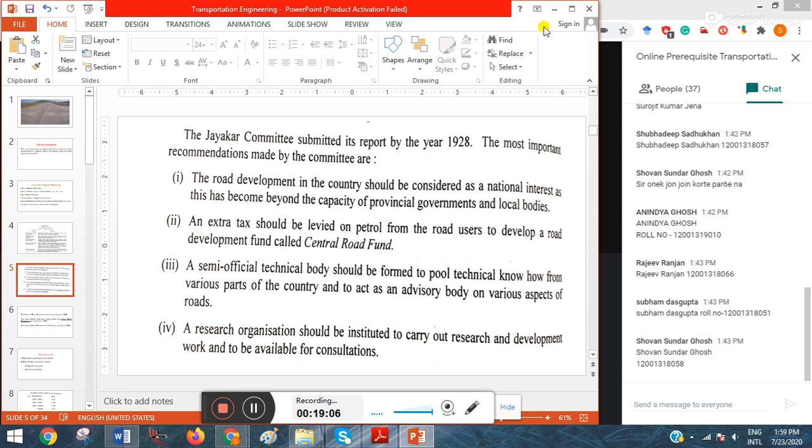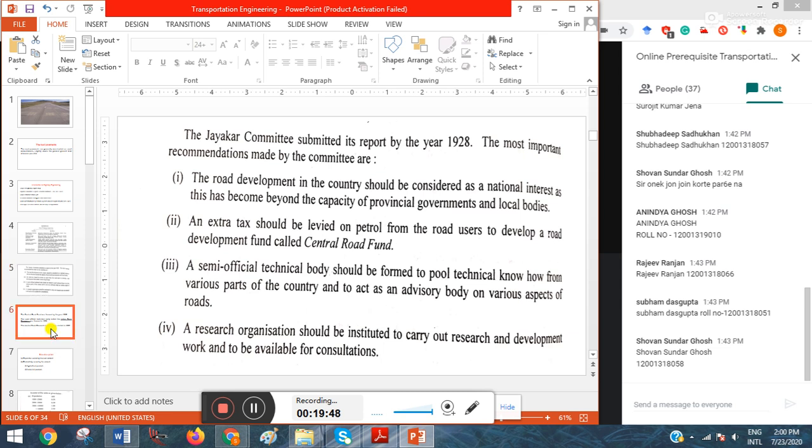Number four, a research organization should be instituted to carry out research and development work and to be available for consultation. To construct better roads, some research should be there. How should a better road network be built? How should a better construction method be used? They thought of these at that time, and they passed these four resolutions in 1928. The chairman was Mr. Jayakar, and the committee was the Jayakar Committee.